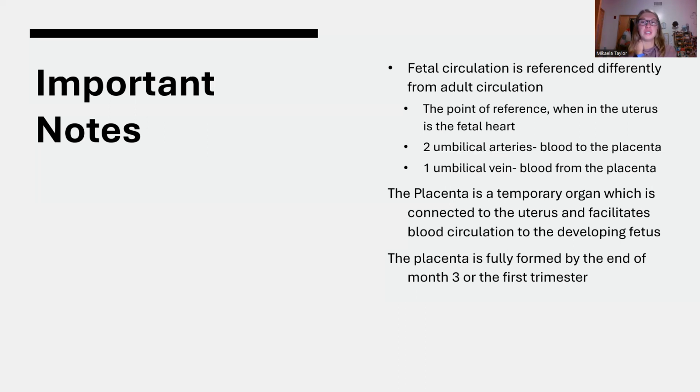Another important note is the placenta, which is a temporary organ connected to the uterus and facilitates the blood circulation going to the developing fetus. It is expelled after the child is born. The placenta is also fully formed by the end of month 3, or the first trimester. So it takes a while to get going, and that's actually why the rates of miscarriages and issues in utero drop so drastically after the first trimester, because this organ is providing the necessary nutrients and facilitating the diffusion of oxygen to the fetal body.